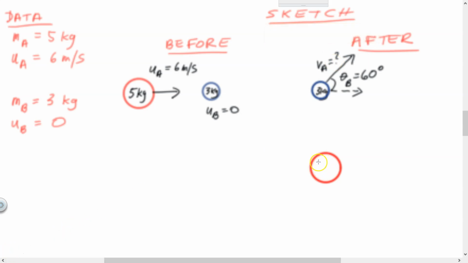And after the collision, the 5 kilogram ball travels at an angle of 30 degrees below the x-axis. So its final velocity is unknown. And I made a boo-boo here. This should be the final velocity of B.